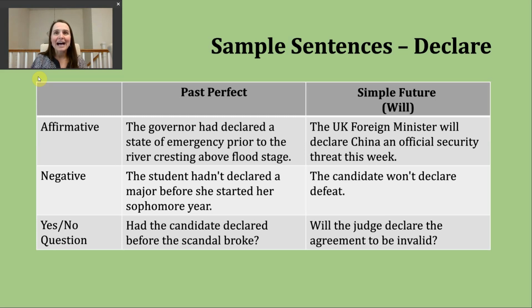Now, let's take a look at a yes or no question. To do this in the simple future, we start with will, then we have our subject, then the base verb. Here's another example. Will a judge declare the agreement to be invalid? Right? So here maybe we're asking someone to make a prediction about what they think a judge will rule in regards to a particular matter.